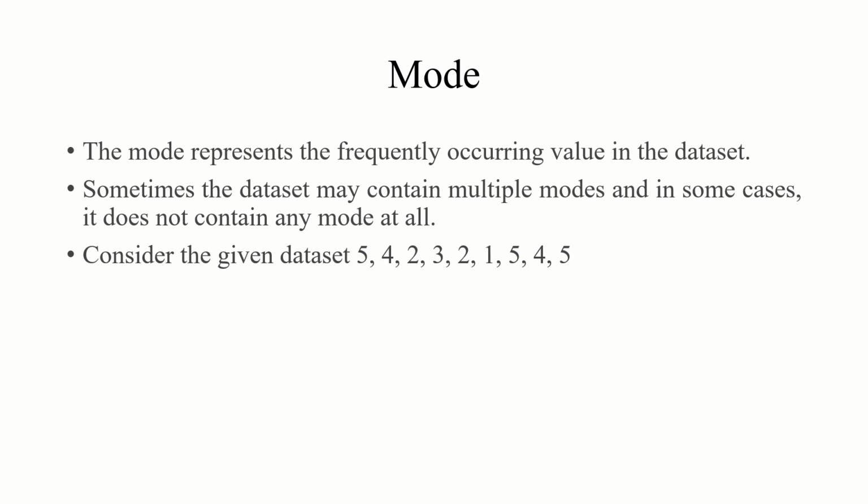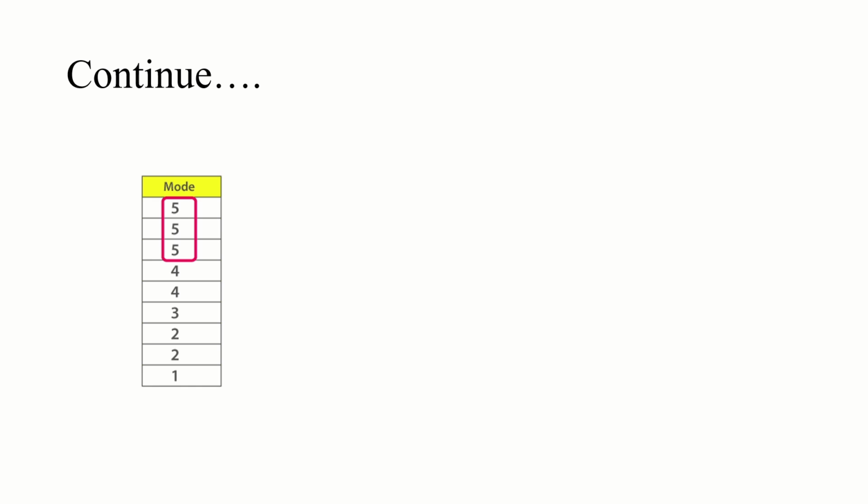So this is the given data set. We considered 5 4 2 3 2 1 5 4 5. So this is the table that is given for the mode. We want to count the most occurring value from this table. We have arranged the table in descending order.